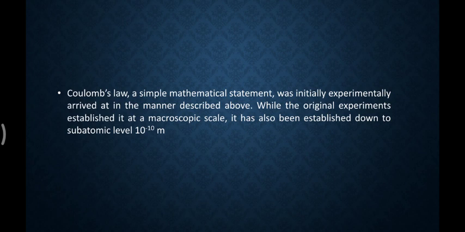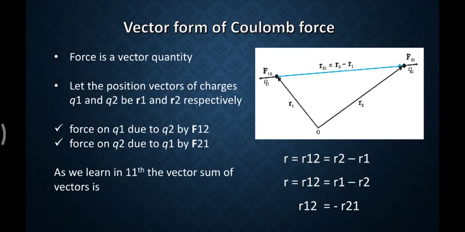Coulomb's law, a simple mathematical statement, was initially arrived at experimentally in the manner described above. As I said, he did the experiment a number of times. While the original experiment was established at the macroscopic scale, it applies to two point charges. It means two protons, two electrons, or a proton and an electron, which have a distance and a size of the order of 10 to the power minus 10 meter. So think about it, they are very small objects.